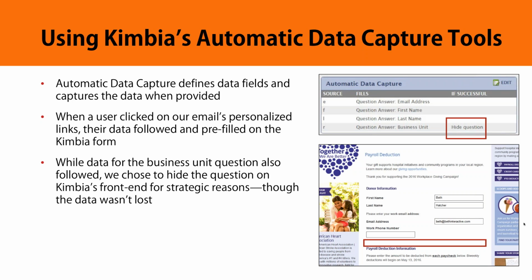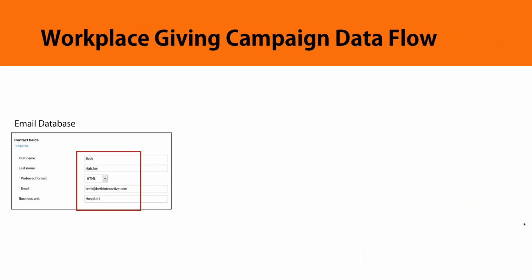As you can see, Kimbia allows you to hide the question, and you can either restrict those fields from being modified by the user, or you can allow them to be modified. So if I wanted to change my first name to Elizabeth, I could. But you'll see that we hid that business question. It was nowhere to be found on the form for the strategic reasons that we discussed, but that data wasn't lost, and that's what's really important to remember.